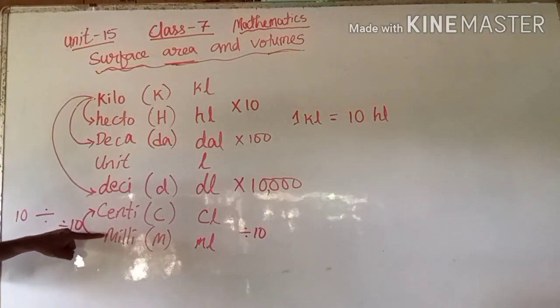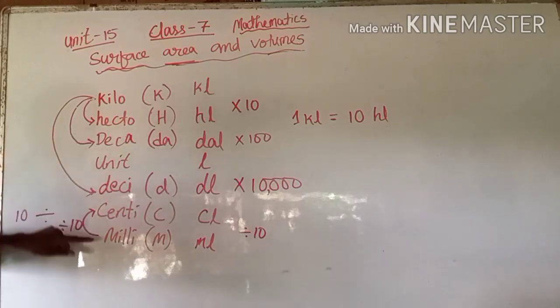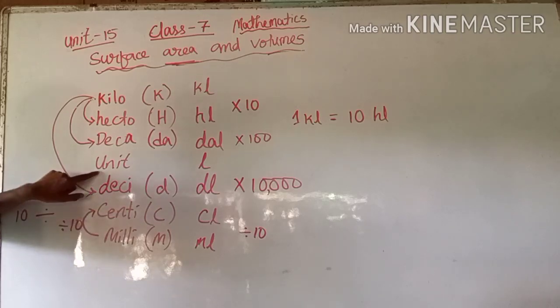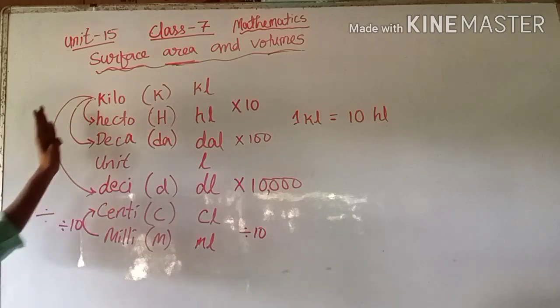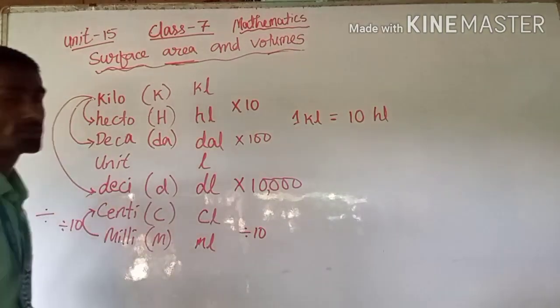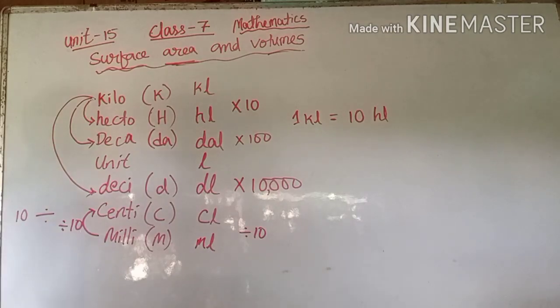In the same way, if we are converting from milliliter into decaliter, then we will divide it by 10, 100, 1000, 10,000. In the same way, we will divide. So we can convert their units. That is all about the units that we are using here mainly.